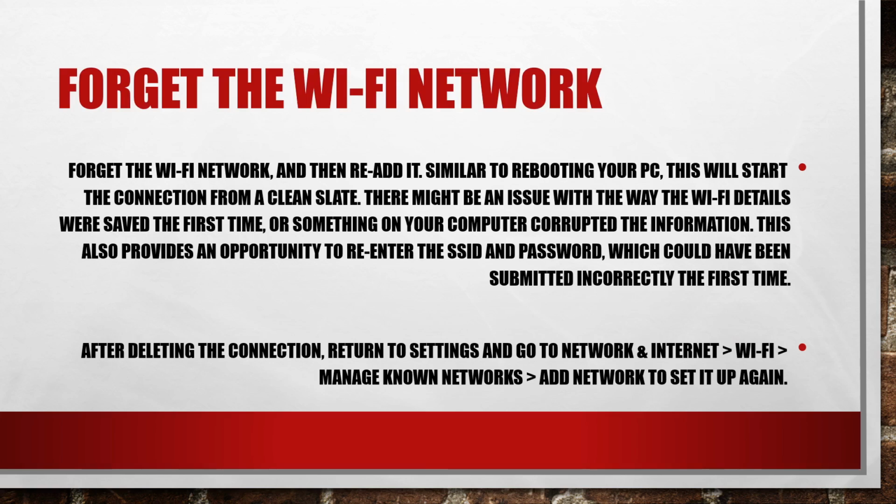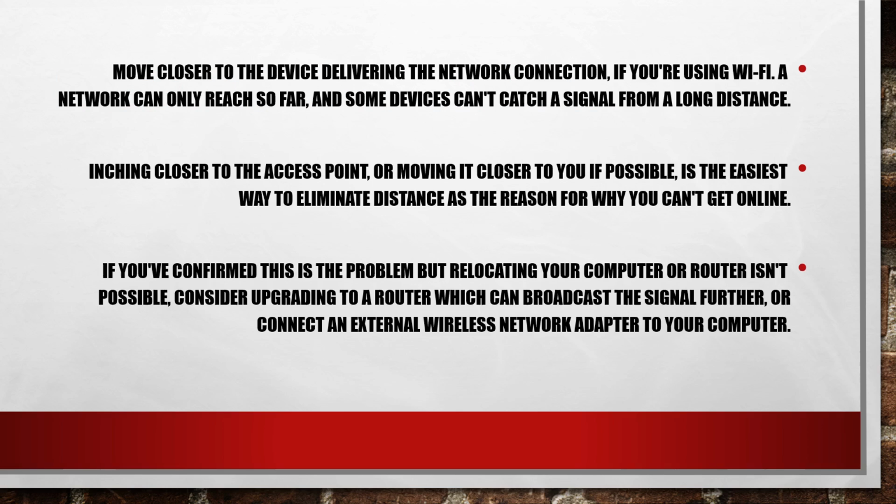Forget the Wi-Fi network and then re-add it. Similar to rebooting your PC, this will start the connection from a clean state. There might be an issue with the way the Wi-Fi details were saved the first time, or something on your computer corrupted the information. This also provides an opportunity to re-enter the SSID and password, which could have been submitted incorrectly the first time. After deleting the connection, return to Settings and go to Network and Internet, Wi-Fi, Manage known networks, and Add network to set it up again.